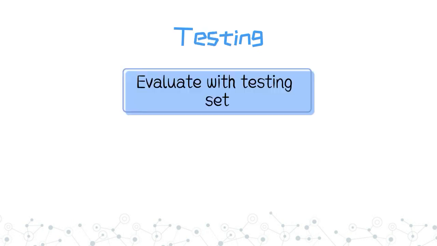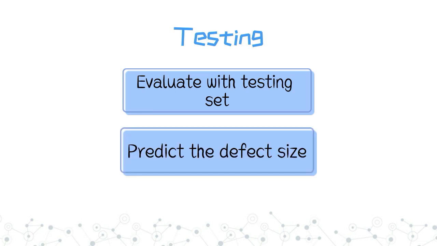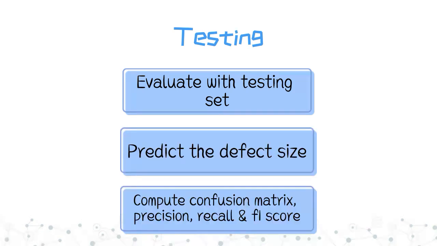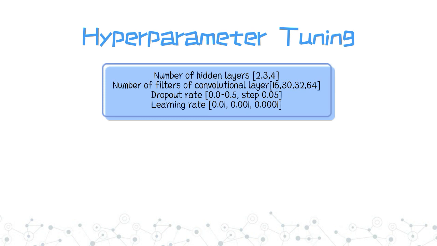For the testing process, the trained network is evaluated with the testing set and the defect size is detected. A confusion matrix is obtained using the actual data and predicted data. Precision, recall and F1 score are also computed. To improve the performance, the CNN is enhanced using hyperparameter tuning. The number of hidden layers and the number of filters are selected, which influence the network performance. The dropout rate and learning rate are involved in the training process.